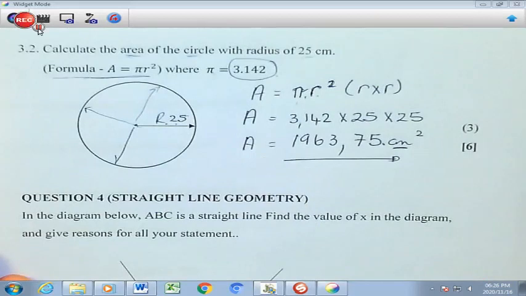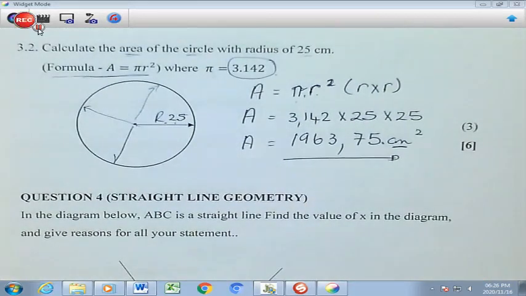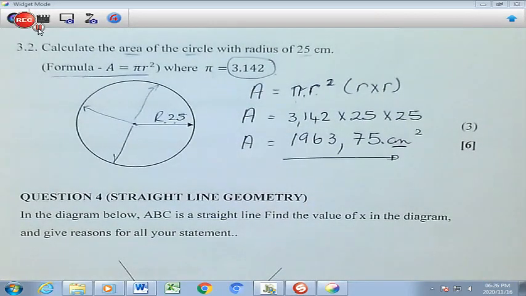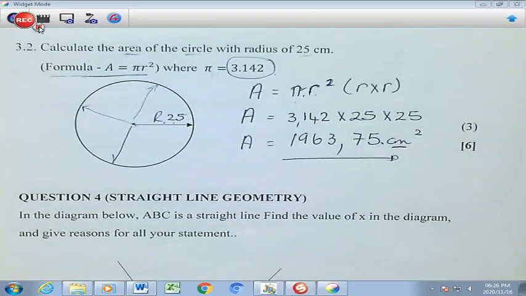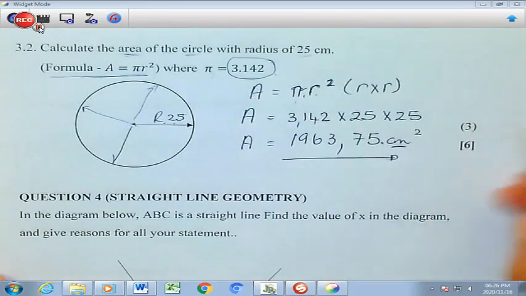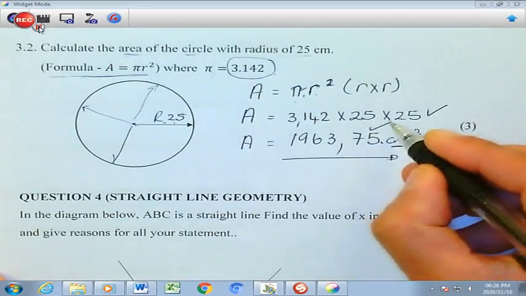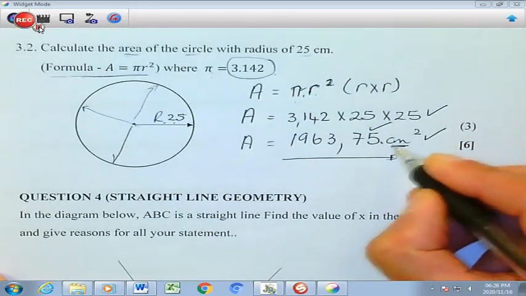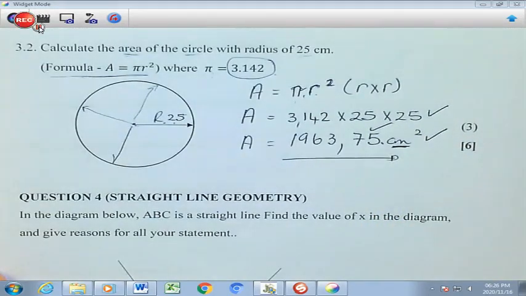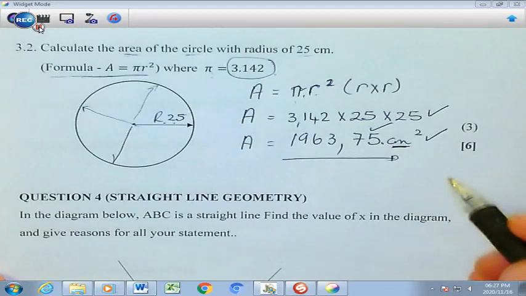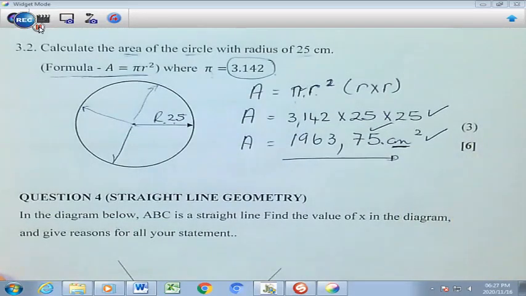Alright, that concludes question number 3, area of 2D shapes. Just to point out the marking again, we could either give a mark for the calculation, a mark for the correct answer, and a mark for the unit that you are presenting with your answer. That's very important. So that's 3 marks. And that's how you attain your 3 marks.